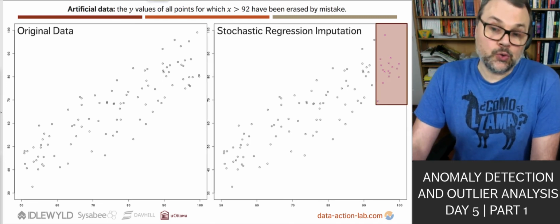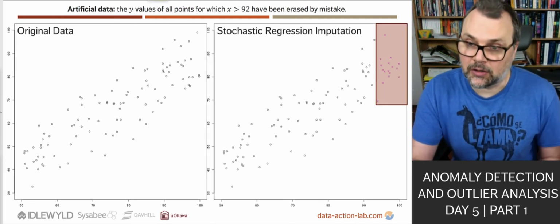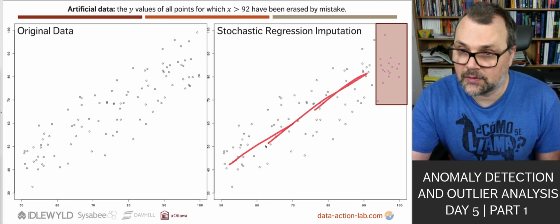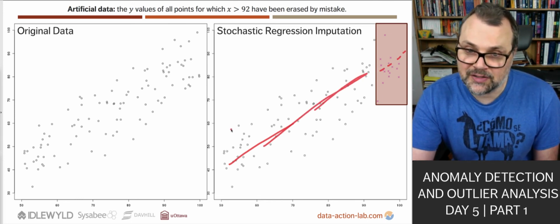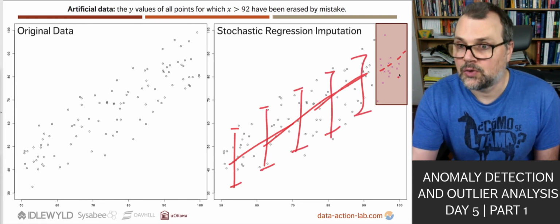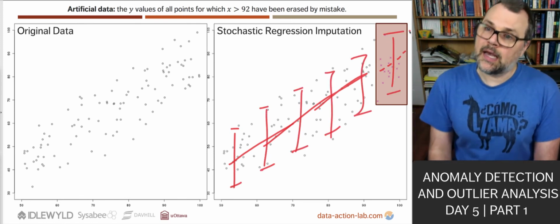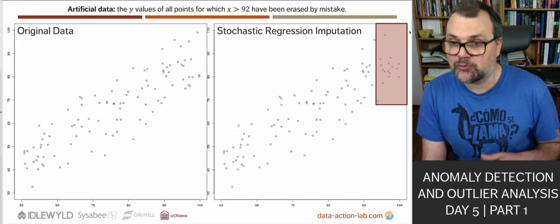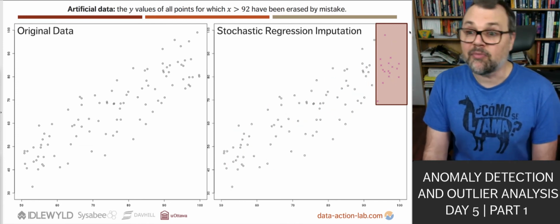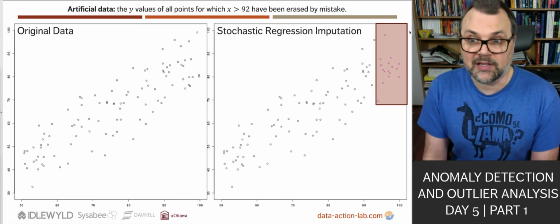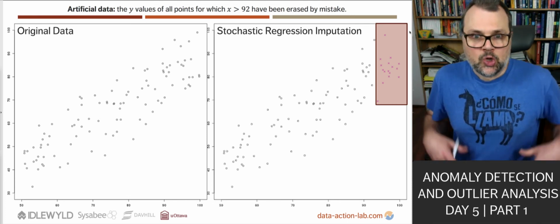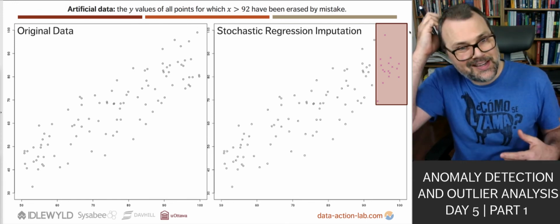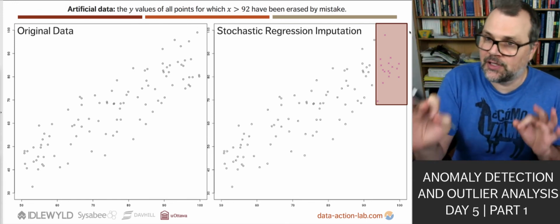You might also do stochastic regression. You might say, look, I know what the pattern is, so I'm expecting there to be some sort of a trend here, but I also know that there's a fair amount of noise. So let me just recreate this pattern and add a bit of noise, and I'm going to be able to get, presumably at the end of the day, a cloud of points that looks the same as the original cloud of points.